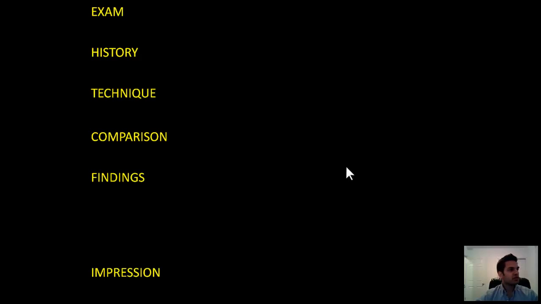So looking at our report, you look at the examination. It's a chest X-ray. Look at the history. Let's say it's shortness of breath. You put in the technique, which is a PA and lateral view of the chest. You always look for comparisons. And then we like to report pertinent negatives.